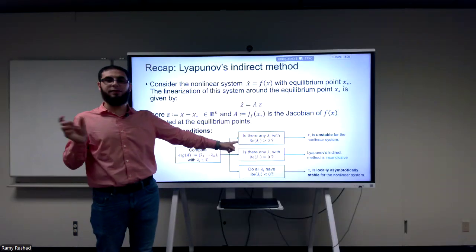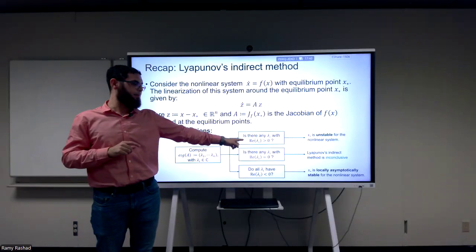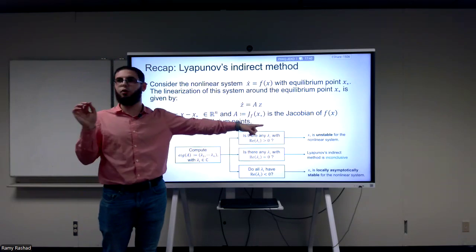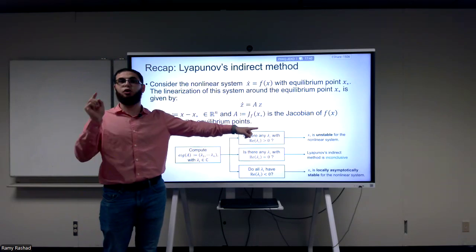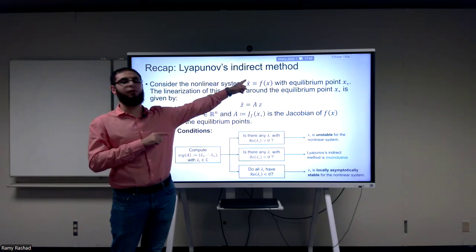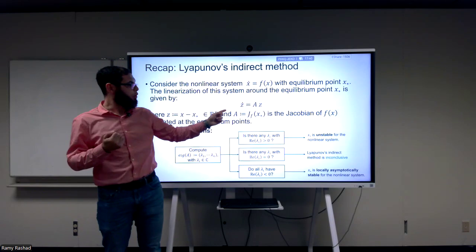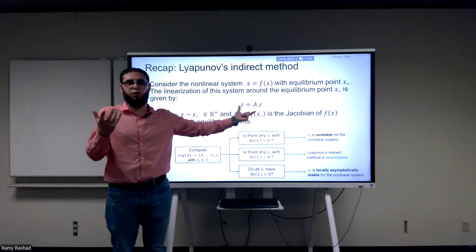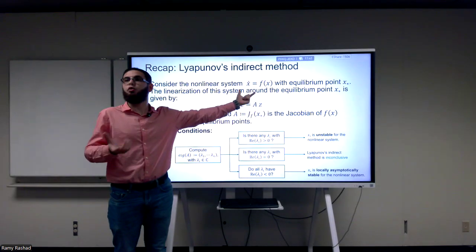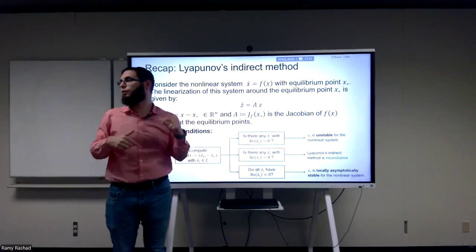If only one of them has a real part that's positive, we conclude that the equilibrium point is unstable, not only for the linear system, but also for the nonlinear system. And this is the power of Lyapunov's indirect method, that we're using a linearized version, which is an approximation of the original system, to try to deduce properties of the nonlinear system.